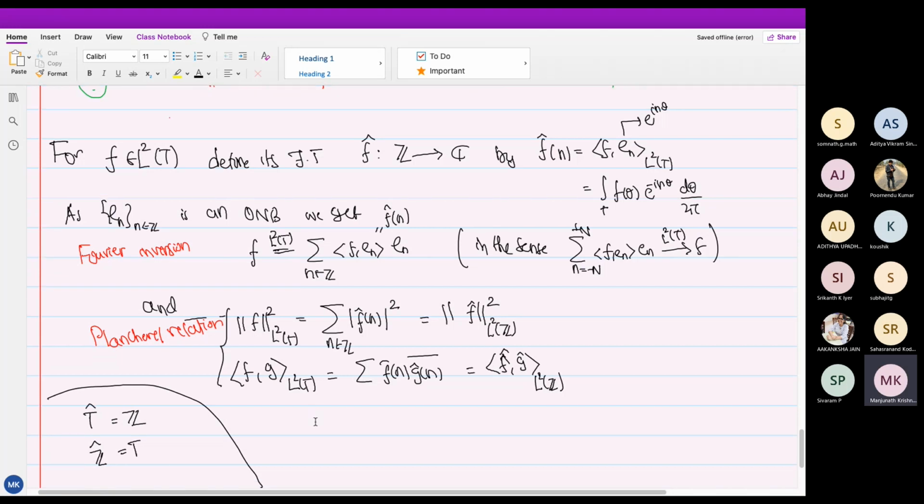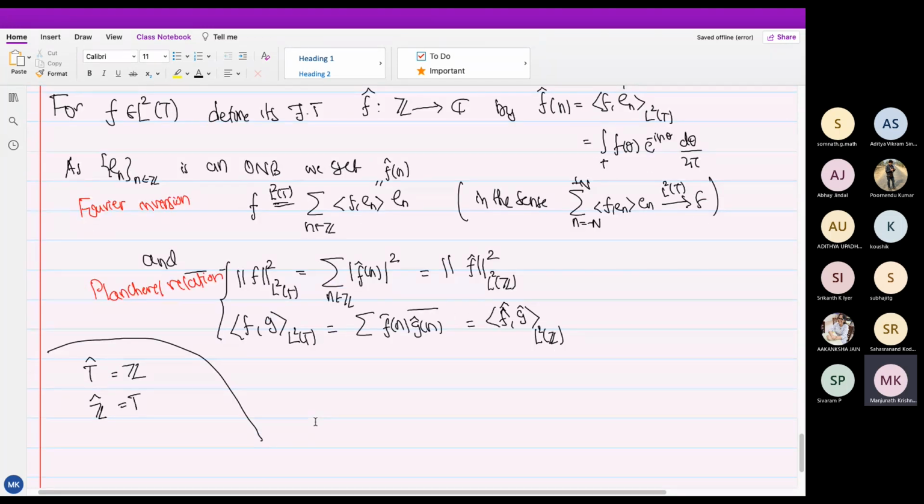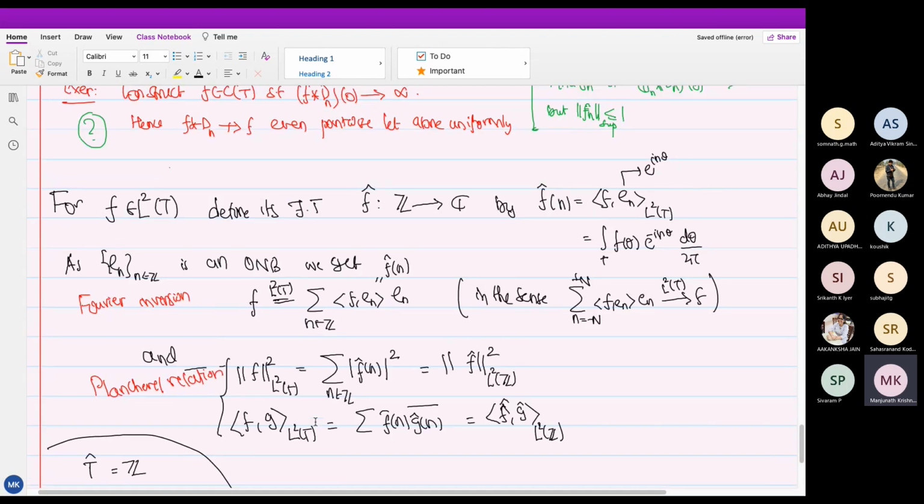Now, one small point is that it looks a little different from the finite case. If you look at Fourier inversion, the Fourier transform is defined by an integral, but Fourier inversion has a sum. They look a bit different. Unlike in the finite case where both were sums, here one is an integral, the other is a sum. Also, if you look at the Plancherel relation, on one side we have L2 of T, which is again an integral, and here we have L2 of Z, which is a sum.